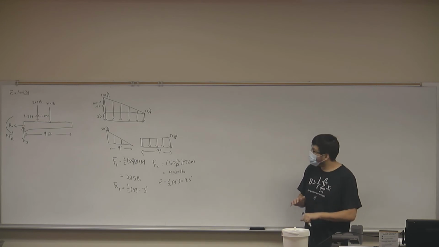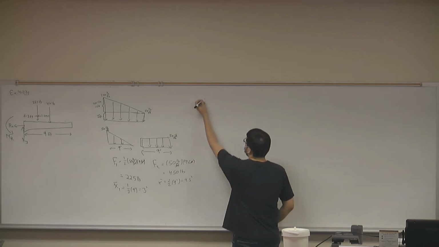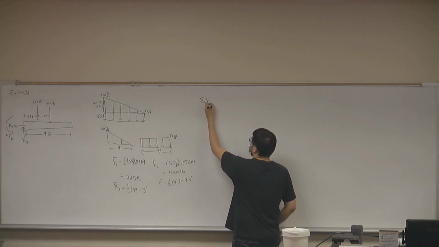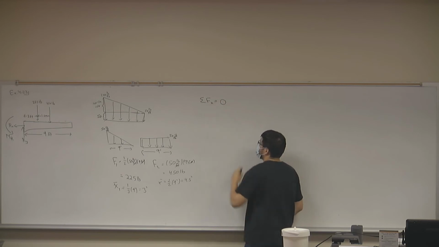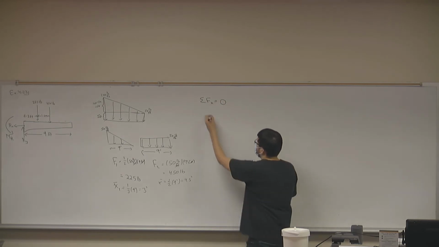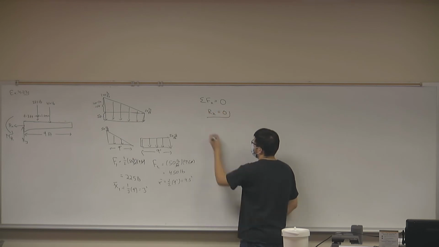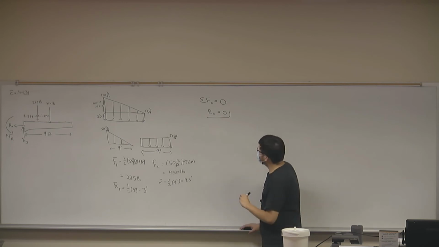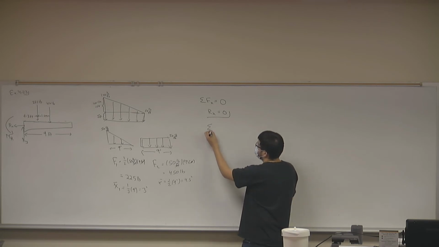We'll start with our unknown equations. Okay? So the sum of Fx equals 0, and that would be Rx equals 0. And we can just go ahead and do the same thing for a moment. Let's just go to the sum of Fy equals 0.